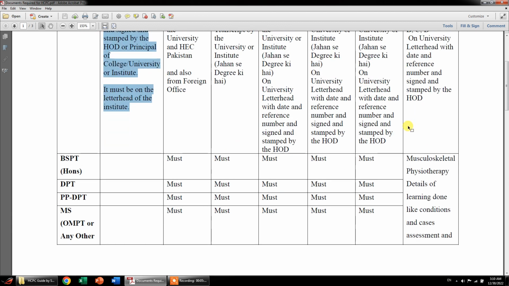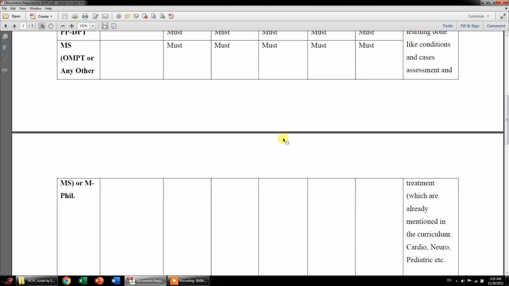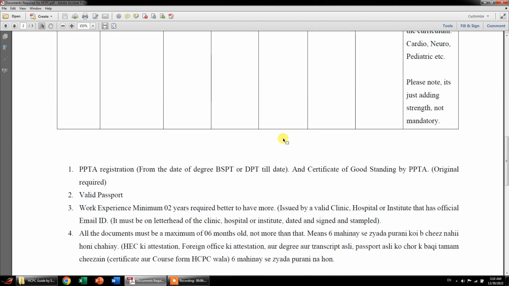After you have all of these things, please remember they should not be 6 months old, so it is better to make them as fresh or as recent as possible, so you don't face problems, because after 6 months they will not be considered valid. Now let's go to these things.